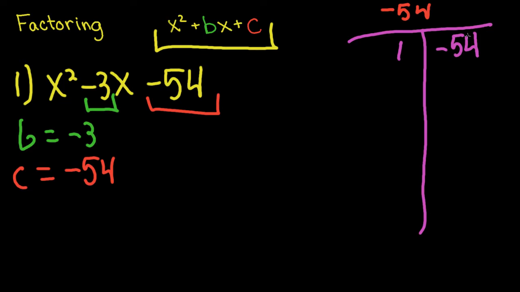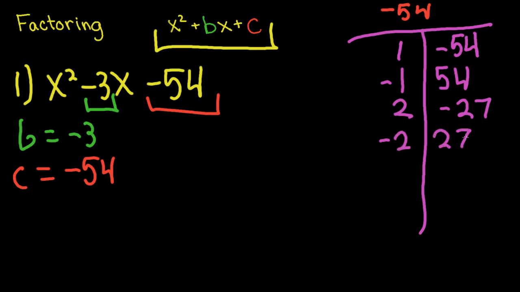What are some other factors? Another obvious example might be -1 times 54. A less obvious example might be 2 times -27 and -2 times 27. Finally, I am going to have 6 times -9 and -6 times 9.